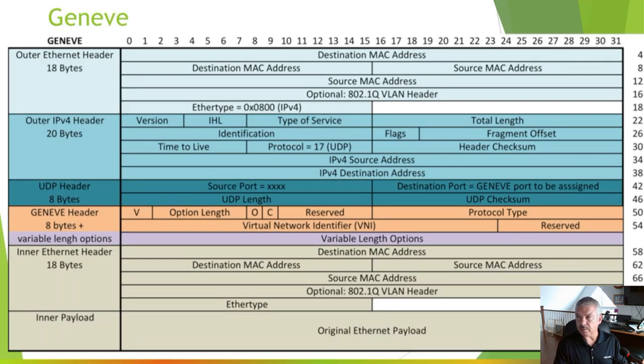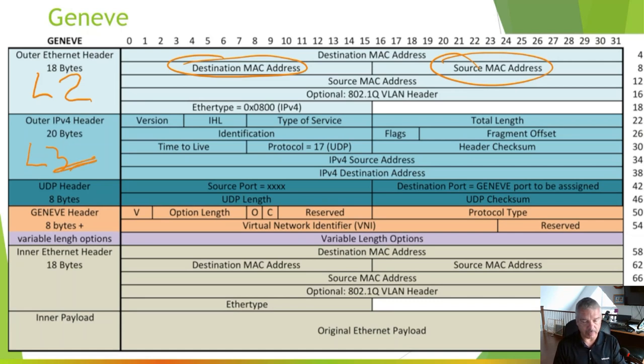I just got this picture off the internet for the Geneve header. I want to point out a couple of things here. I'm not going to go through every field; it's not required. There's my layer 2 for Geneve, with my source and destination MAC addresses. This is a Geneve header, so those addresses are TEP MAC addresses and/or router interface MAC addresses in the underlay network.